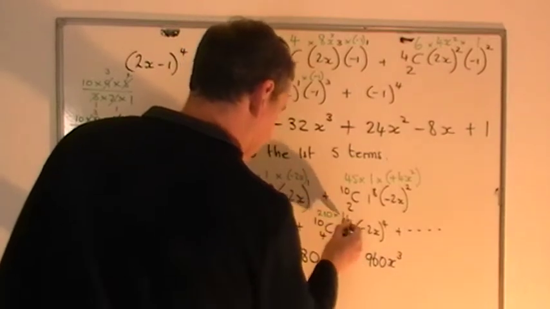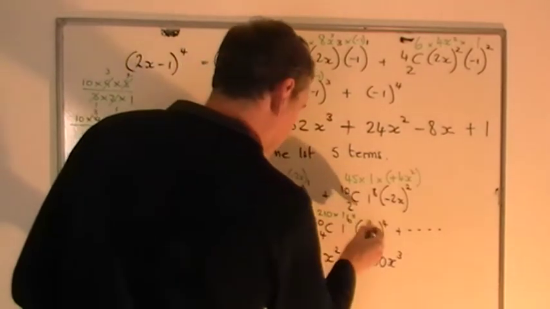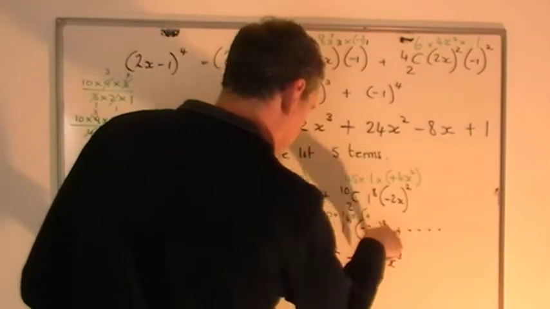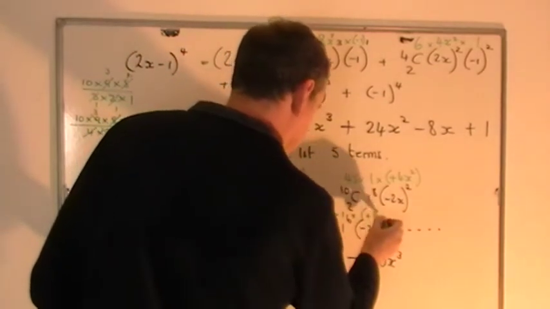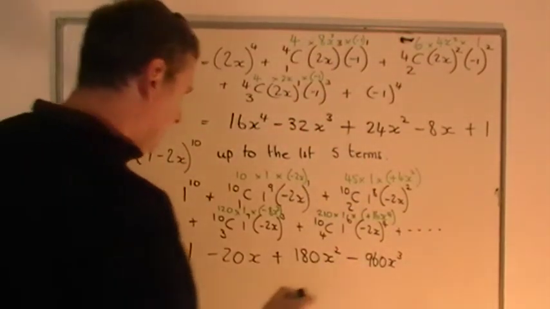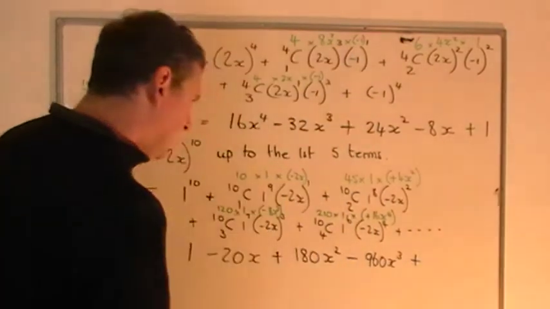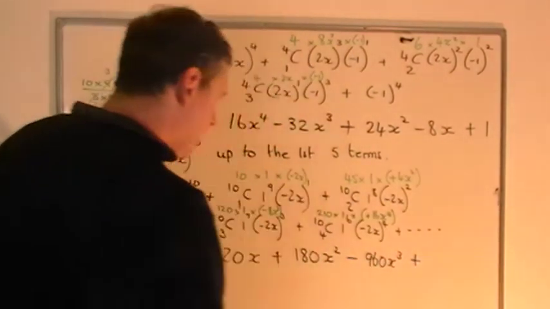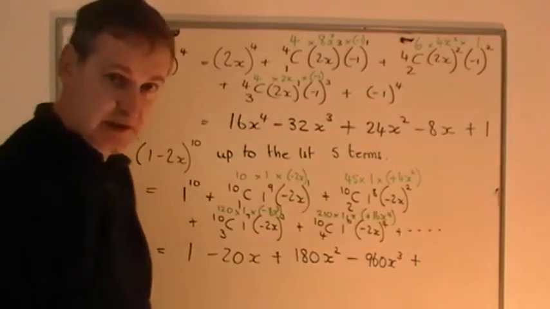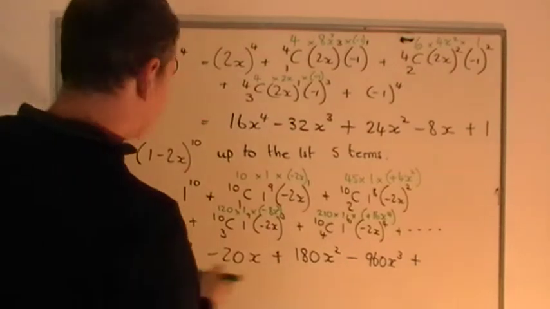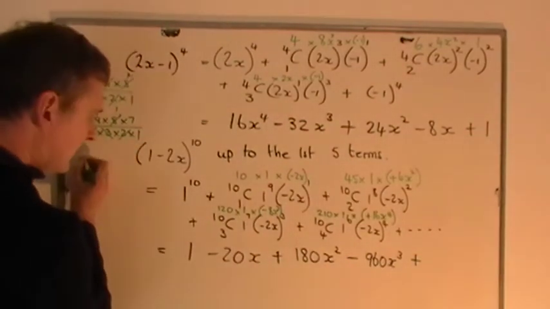Times by 1 to the 6 is just 1, times by a negative to a power 4, well that's a positive, and then 2x to the power 4 is 16x to the 4. So let's see if we can work this through. It's a positive again now. 210 times by 16. Okay, well it's not very nice, especially since we haven't got a calculator. So I'll do this at the side of the page. I've just got enough space to do this.